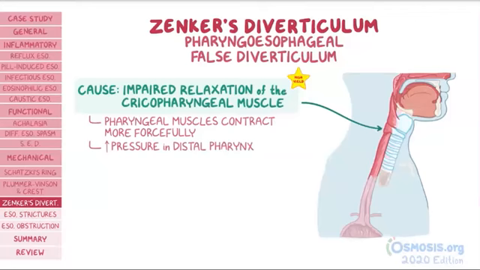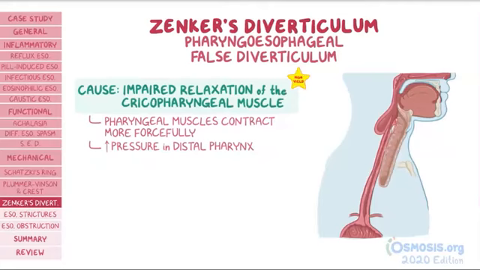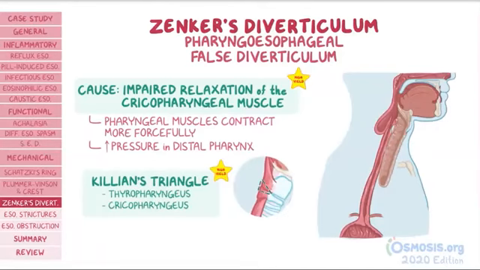Ultimately, this leads to herniation of the mucosa and submucosa through an area with muscle weakness, resulting in the formation of a pouch-like structure outside the lumen of the esophagus. The most common location for Zenker's diverticulum is at the Killian's triangle, between the thyropharyngeus and cricopharyngeus muscles.